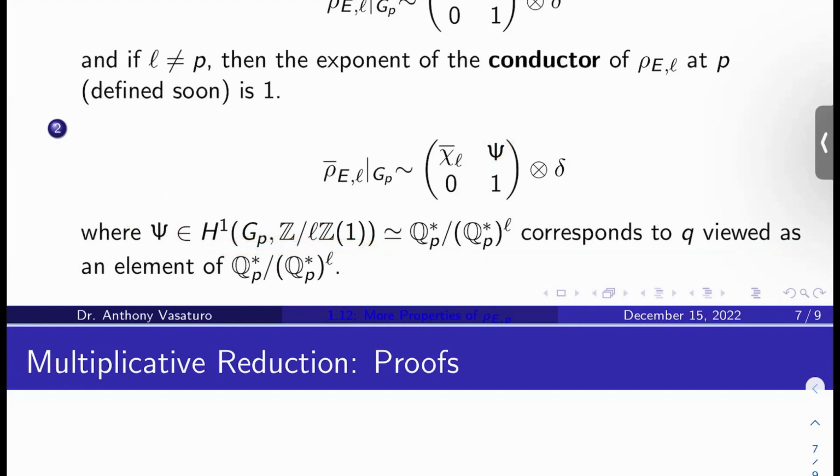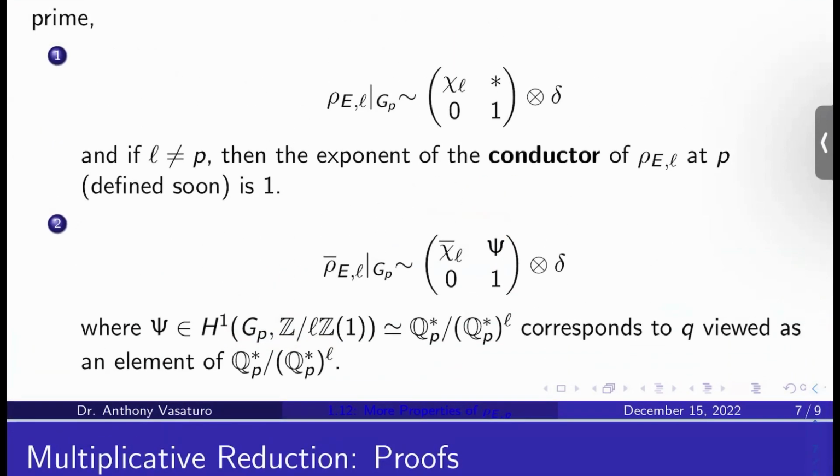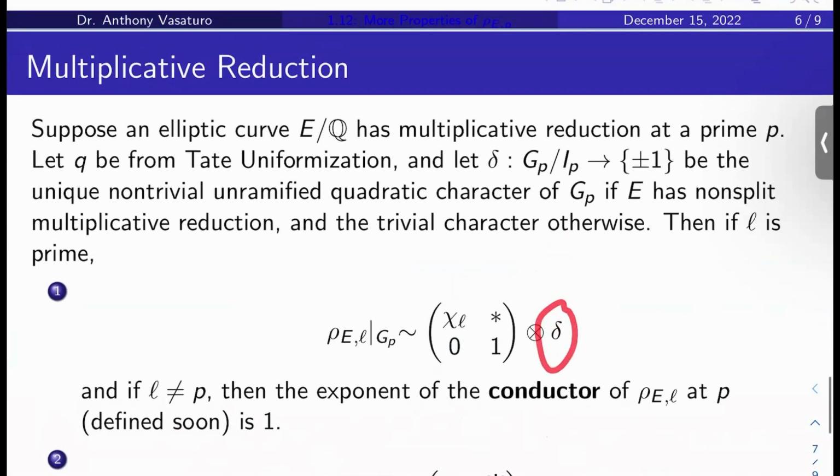All right, what does tensor delta mean? It just means multiply by plus or minus 1, depending on whether or not the image of the sigma you're considering under this representation has image plus or minus 1 under the character delta. Because remember, delta is just a character from GP mod IP to plus or minus 1.